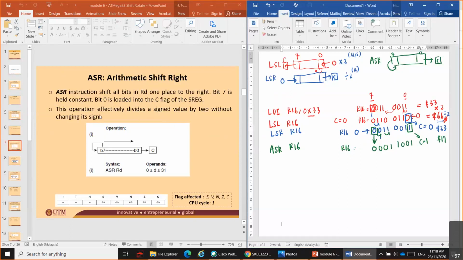For the ASR, this operation effectively divides a signed value by 2 without changing its sign. So ASR is used to divide signed numbers by 2. Why? Because you copy back the sign from your bit 7. You see here 33. You press the calculator, 33 in hex divided by 2, and you will get 19.